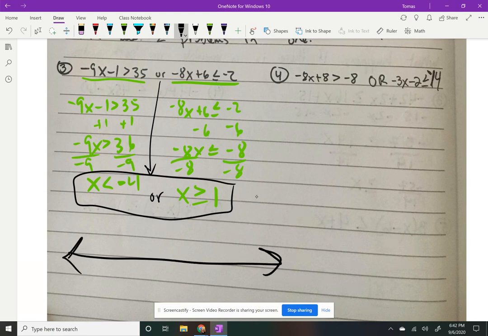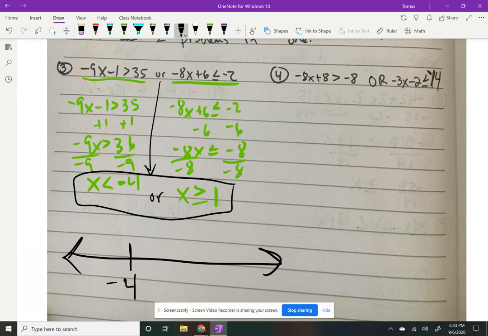I know that x is less than negative 4. So I'm going to put negative 4 right here. Whoops, let me redo that. This little hash mark is negative 4.